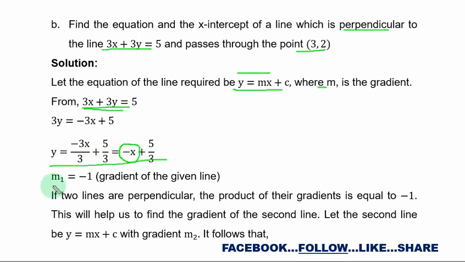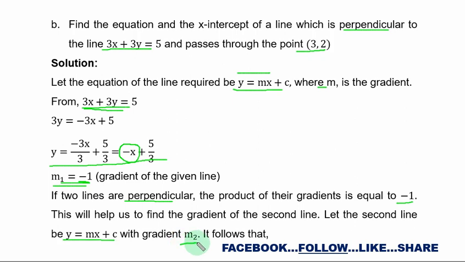So m1 for the first line is equal to -1. Now, if two lines are perpendicular, the product of their gradients is equal to -1, not this -1. This -1 is the gradient of the given line. But if two lines are perpendicular, the product of their gradients is equal to -1. This will help us to find the gradient of the second line. We have already assumed that line to be this with gradient m2.